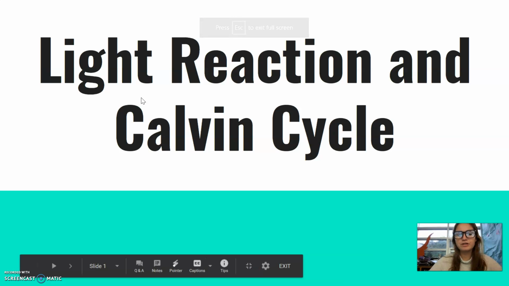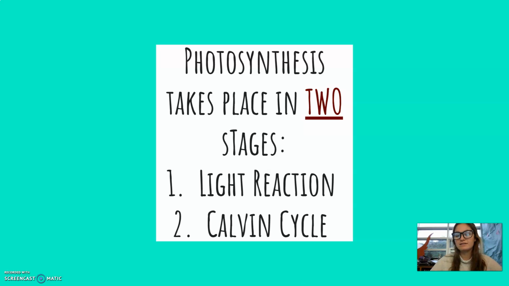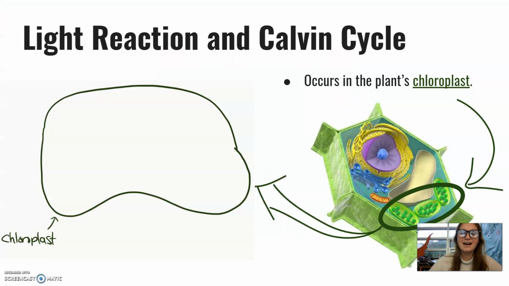Okay, so the reason we're talking about light reaction and Calvin cycle is because the photosynthesis process that we've already discussed actually takes place in these 2 stages, that being the light reaction and the Calvin cycle. The light reaction and the Calvin cycle both occur within the plant's chloroplast. Now remember, we do not find chloroplasts in animal cells. In other words, we are made of animal cells and we do not have chloroplasts. We're only going to find those in plants.